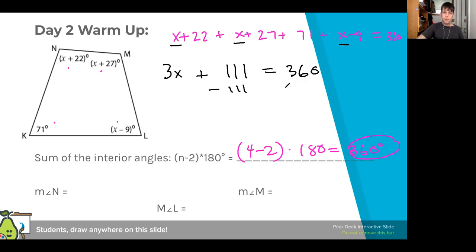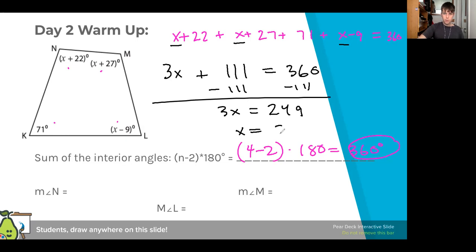Then we subtract 111. 3x equals 249. And then we divide by 3. So we get that x equals 83. So x is 83. And from there, we can find all the different angle measurements.